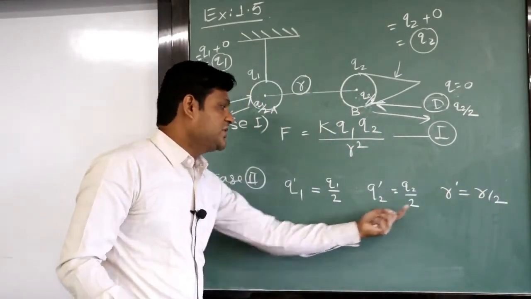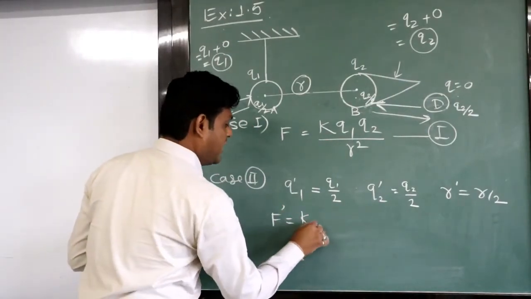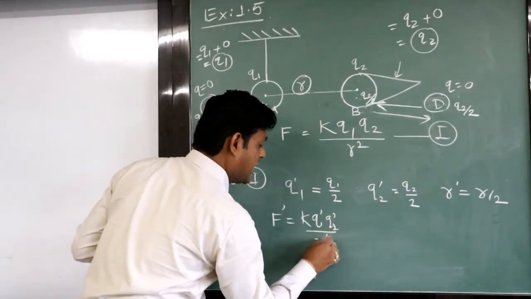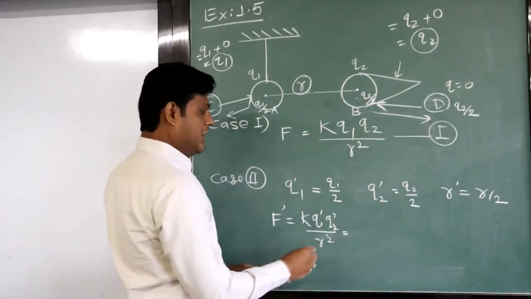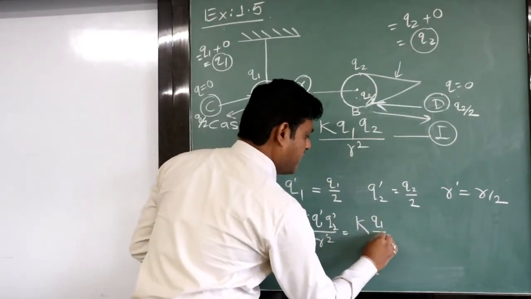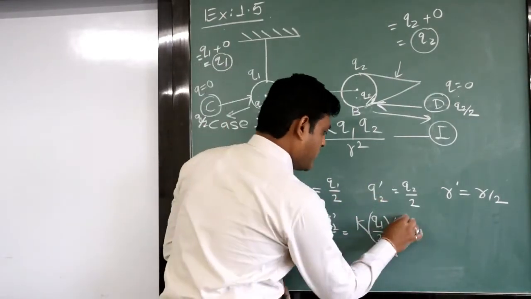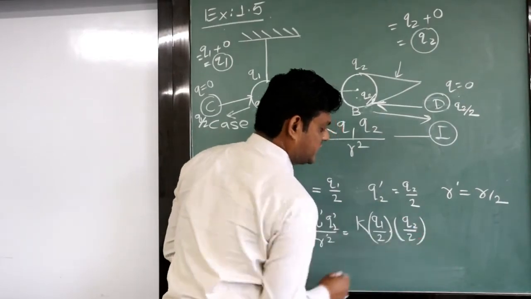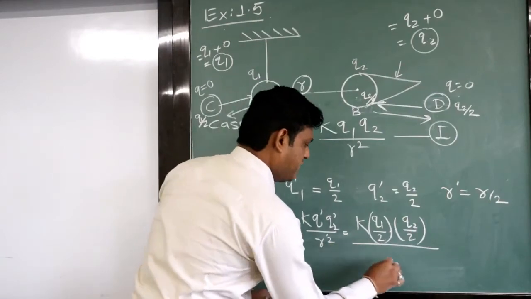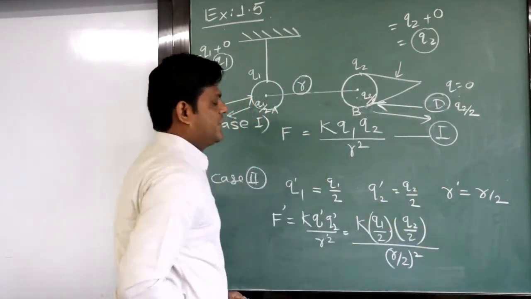Now what is the force in this situation? So we calculate the new force F dash equal to K Q1 dash Q2 dash divided by R dash square. Put the value. K remains as it is. What is Q1 dash? It is Q1 by 2. Right? What is Q2 dash? It is Q2 by 2. Right? Divided by distance between them, R dash square, means R dash, R by 2 bracket square.